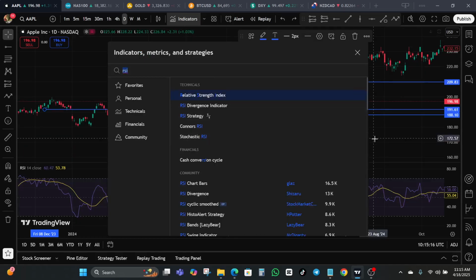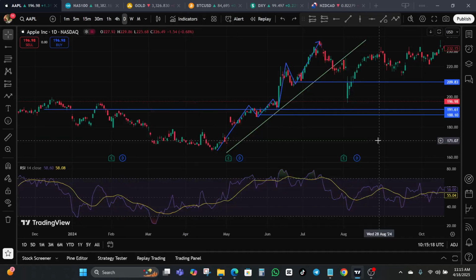If you want to use moving averages, you can decide to use the 50 EMA and the 200 EMA. Price trading above the moving averages indicates bullish momentum, bullish trend rather. Price trading below the moving averages indicates bearish trend. Then for your RSI, because we're talking about pullback strategies, one of the best indicators to use during a pullback is the RSI.